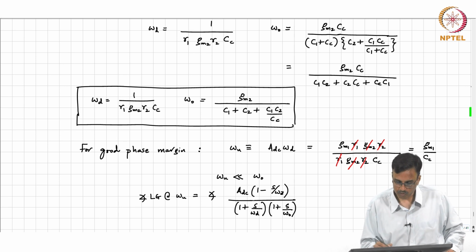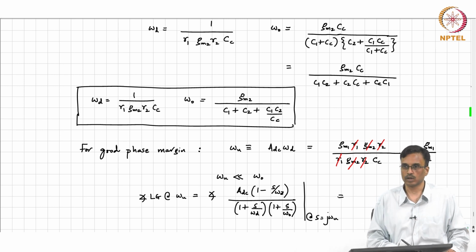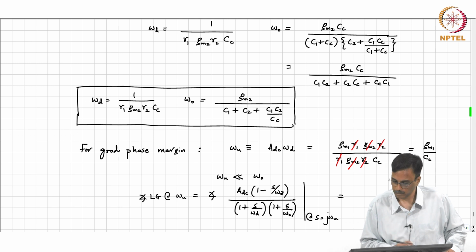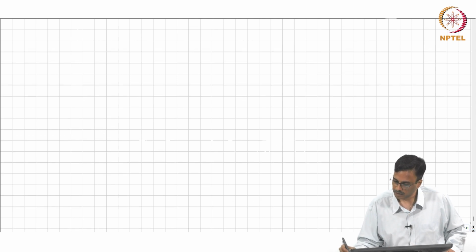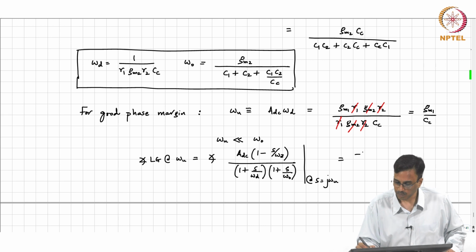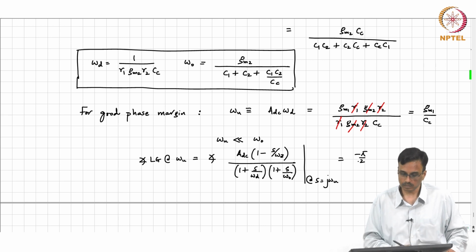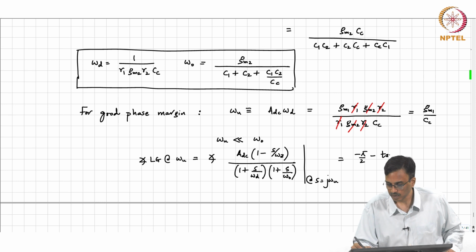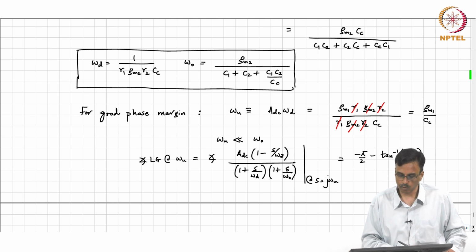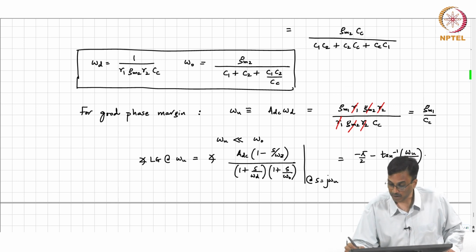Evaluated at s equal to j omega, correct? And therefore this is nothing but minus pi by 2 minus tan inverse omega u over omega naught. What about the numerator? Minus tan inverse omega u over omega z.